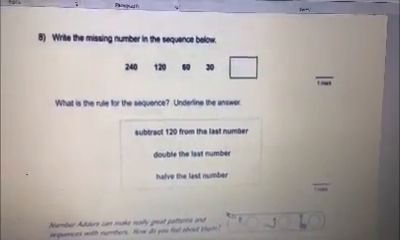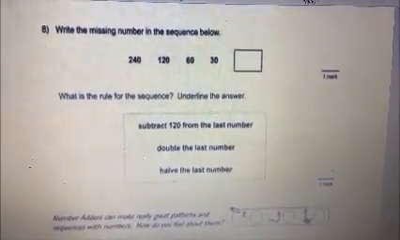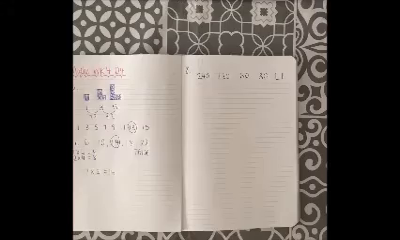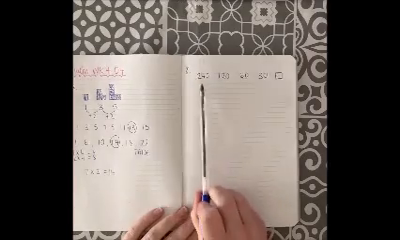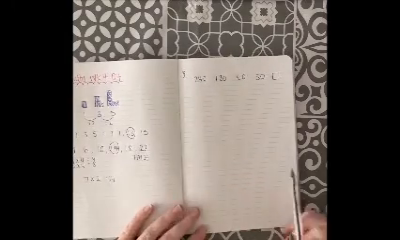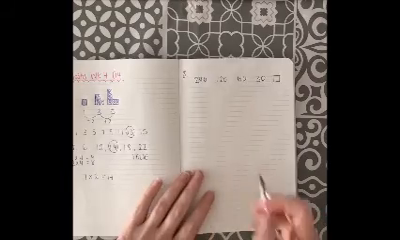The last question we are going to look at is number 8. It says write the missing number in the sequence below. And we've got another part of the question which says what is the rule for this sequence? Again, I've written my sequence out, 240, 120, 60, 30. Now I'm going to start off by finding the difference between each one, and then we can start to think about the rule.